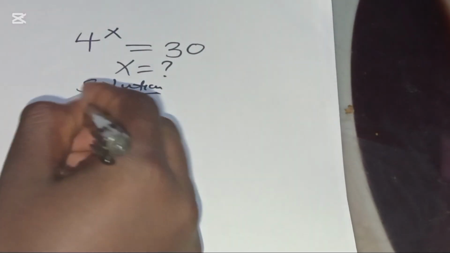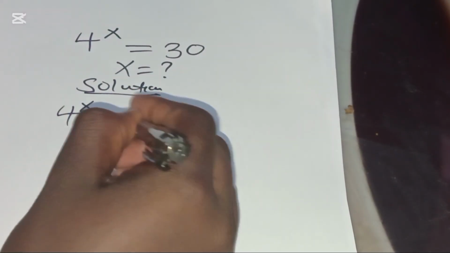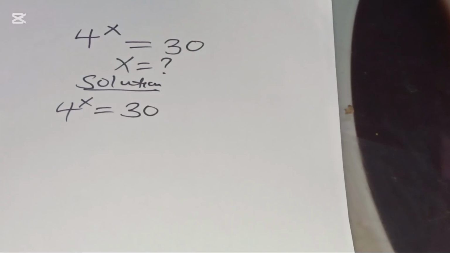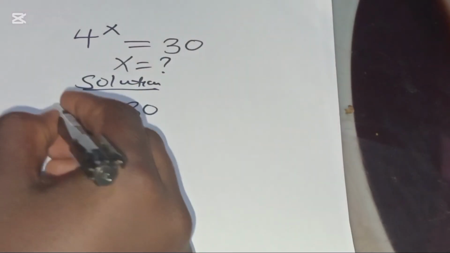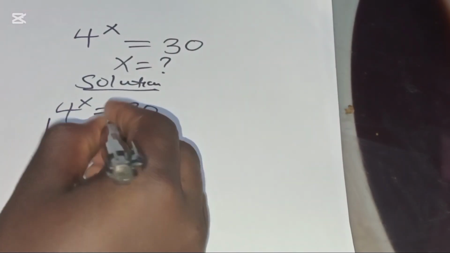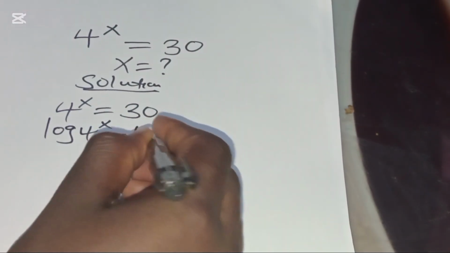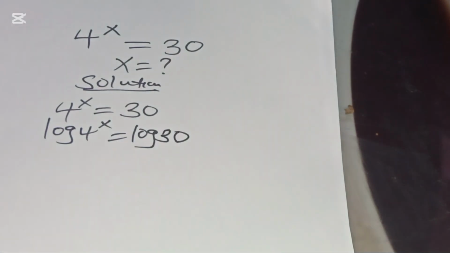So we have 4 to power x equal to 30. We can solve for the value of x by introducing the natural logarithm on both sides. So we will have log 4 to power x equal to log 30.